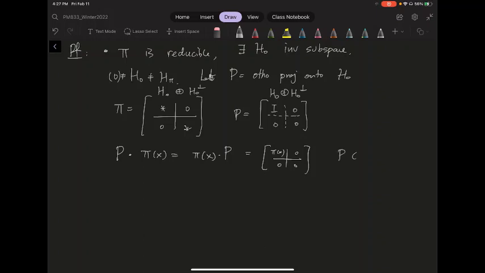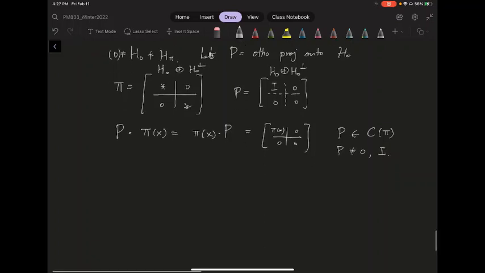So you have this P is now inside C of pi, and because H0 is a non-trivial invariant subspace, P is not equal to 0 and it's not equal to the identity. So it has to be something that's non-trivial. So C of pi contains something that's not a multiple of the identity. Okay, you finish one direction.